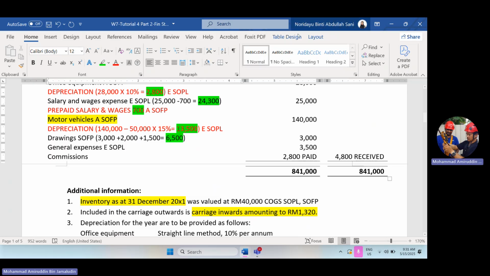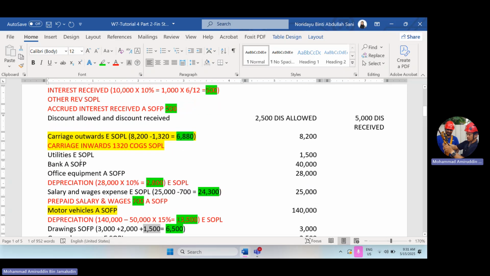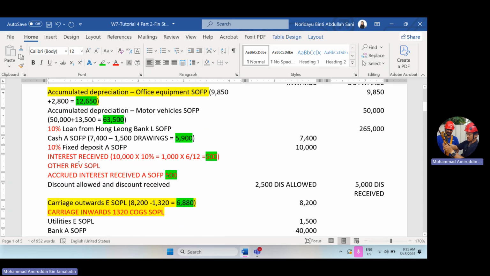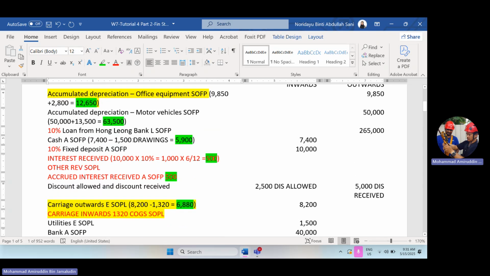If you see the effect on this 1,500, it doesn't affect SOPL. It affects only your SOFP, which is my capital reduced by 1,500. My cash, where's the cash is now? This one. My cash also reduced 1,500. Then balance. Drawing special, right? Very special one. It doesn't affect your revenue and expenses.